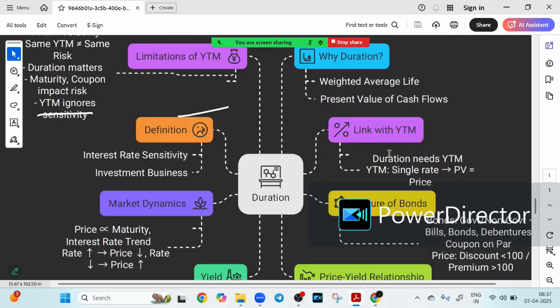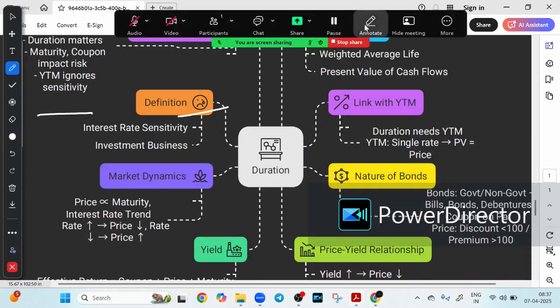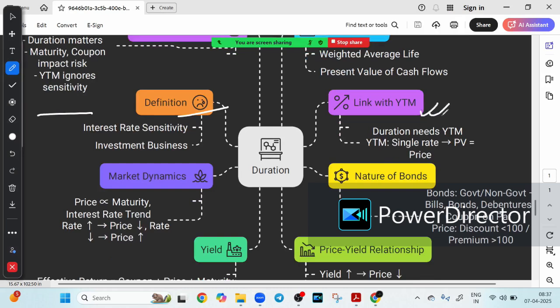If you link it with the YTM, here on the right side you can see how duration is linked to the YTM. So duration and YTM go hand in hand. To calculate duration, you need YTM, that is yield to maturity. YTM helps discount each cash flow to get the bond's present value, because YTM is the rate at which you do the discounting. But duration goes one step ahead by showing how much a bond's price will change if interest rates change. And YTM is used for discounting purposes: the rate at which you discount the bond to get its present value.